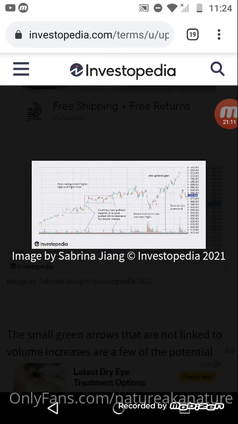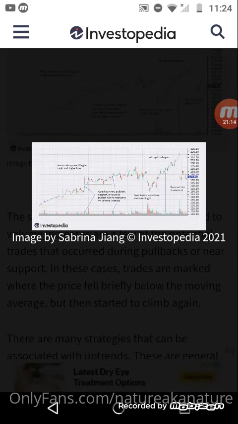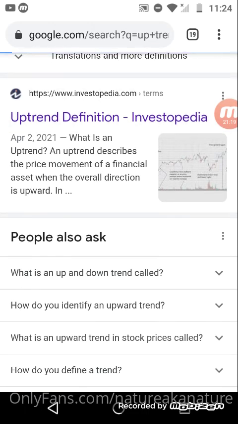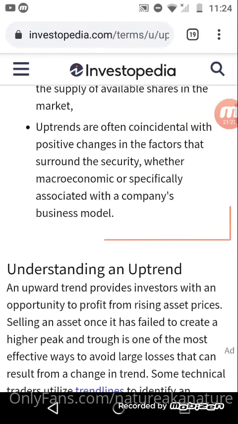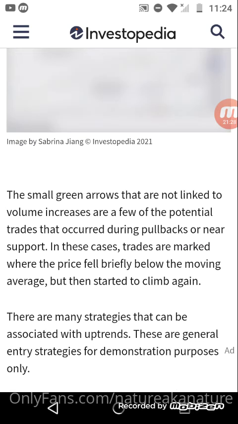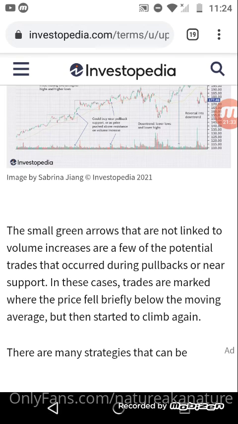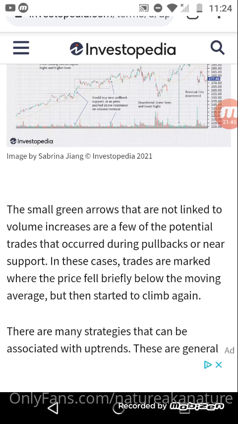So I just wanted to show y'all an example of what price will do, pull back like that, or pull all the way back, and you'll think it's going as a downtrend, but you have to look at the overall. And obviously the overall trend is uptrend. But if it pulls back, price won't just go all the way up. It'll have to pull back. So the small green arrows that are linked to the volume increase are a few potential trades that occur during a pullback or near support, or a pullback to the nearest support level. In these cases, trades are marked where price fell briefly below the moving average, but then starts to climb again.